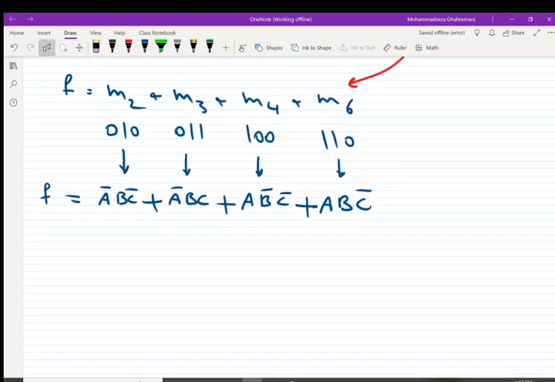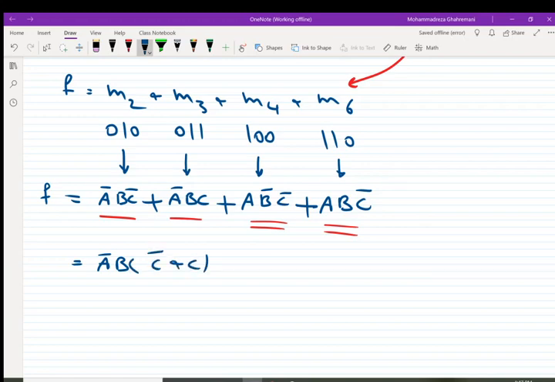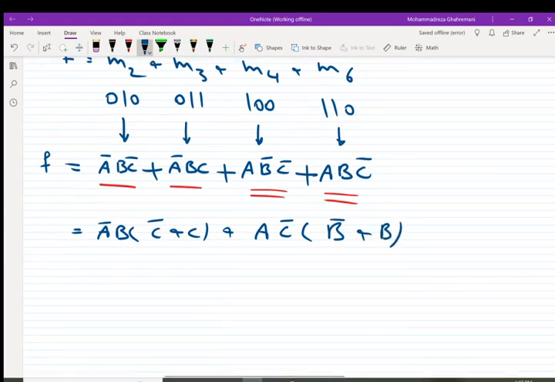So let's see what we can do here. I want to simplify this function. From the first one and second one, I factor out A bar B, and from the third and fourth term, I factor out C bar. From the first and second one, we factor out A bar B, and we will have C bar plus C in the parentheses. From the third and fourth term, we factor out A C bar, and we have B bar plus B.